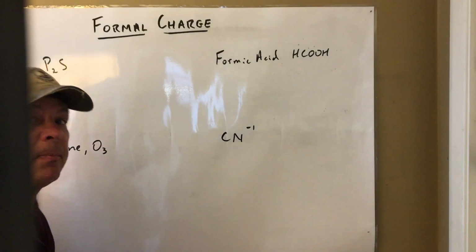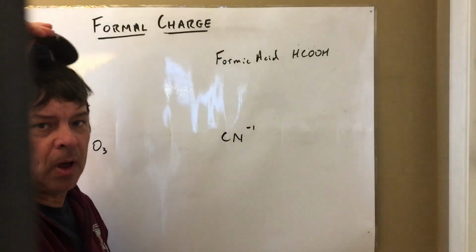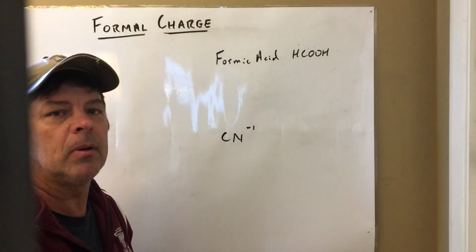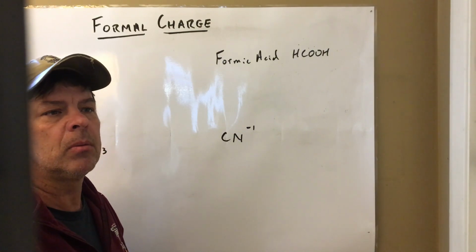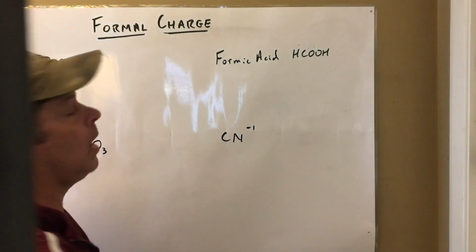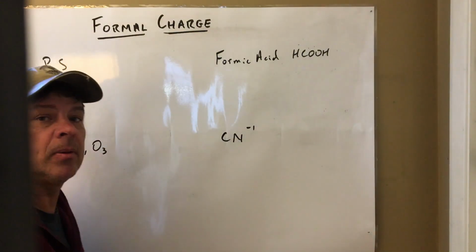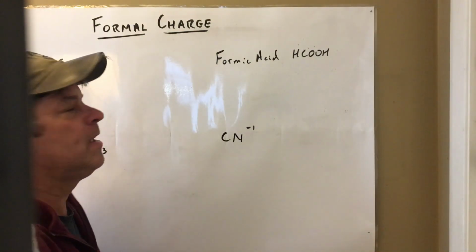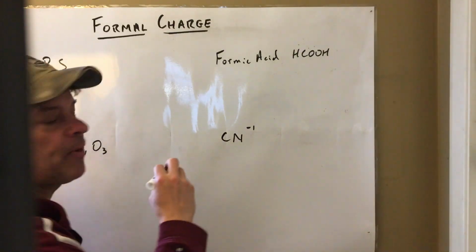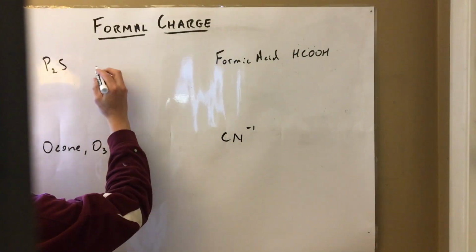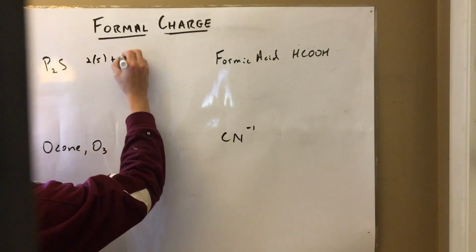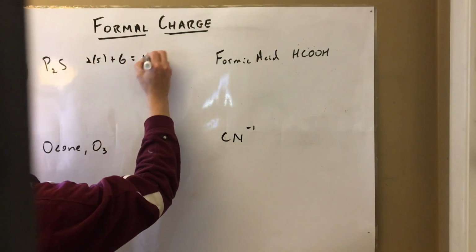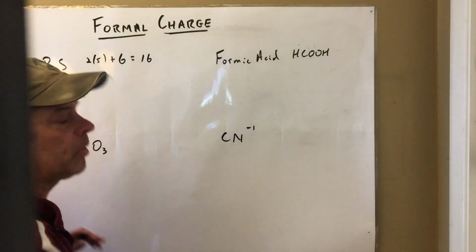Hello. I decided to show you a little video on formal charge and how it can be used. So let's look at diphosphorus monosulfide. Let's look at the number of valence electrons. We know phosphorus has 5, so 2 times 5 plus sulfur has 6. So we have 16 valence electrons to work with.